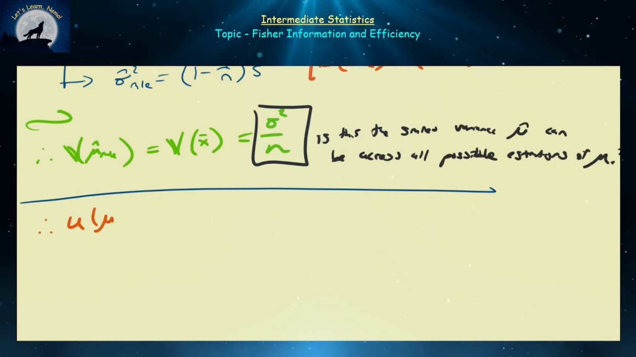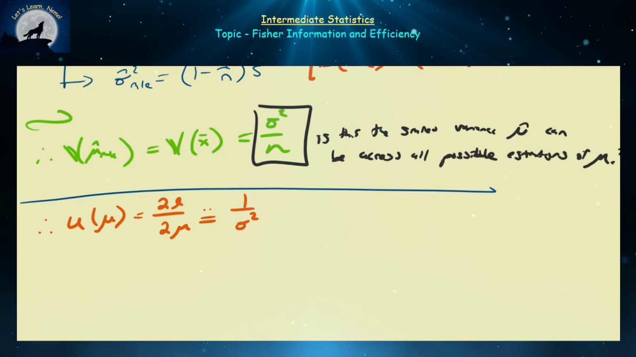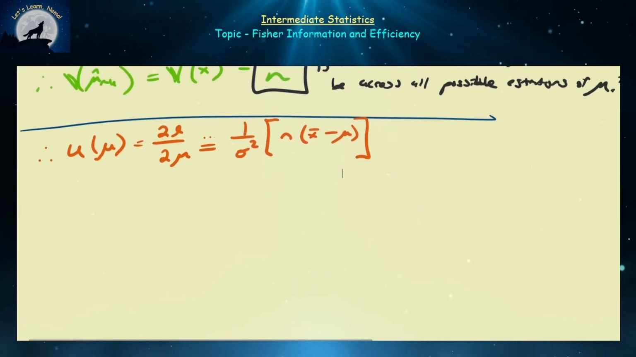So what is the score function for mu? The score function for mu is going to be, again, the derivative of the log likelihood function with respect to the parameter that we were seeking to estimate, which in this case is mu. And you might remember that this is just going to be equal to 1 over sigma squared times n times (x bar minus mu). And if you don't know where that's coming from, I highly suggest you try to figure that out on your own.